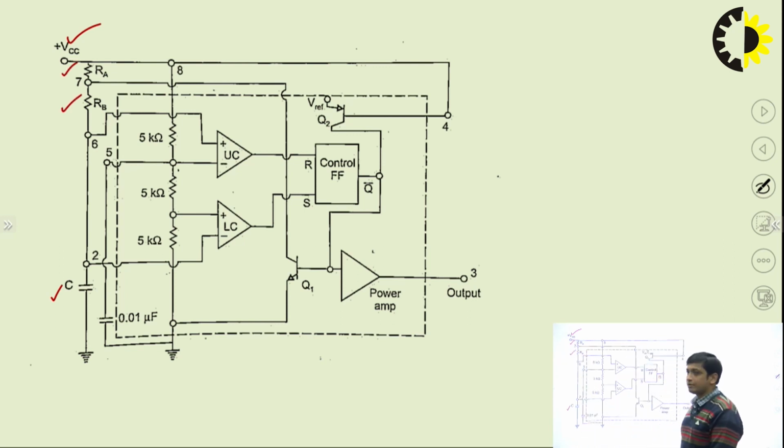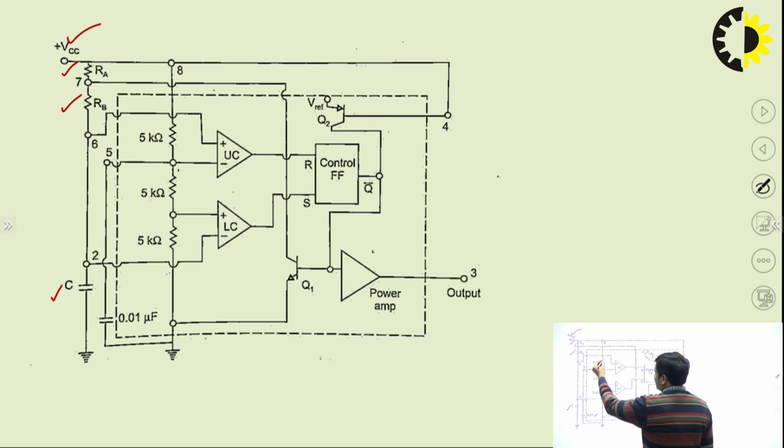So the time constant will be (RA plus RB) into C. Now you can see these three resistors of 5 kilo ohm values have been connected between VCC and ground. So equal voltage drop will be there across each resistor.